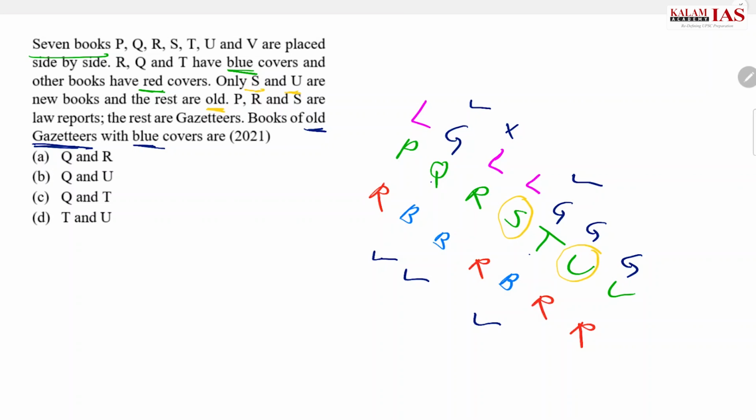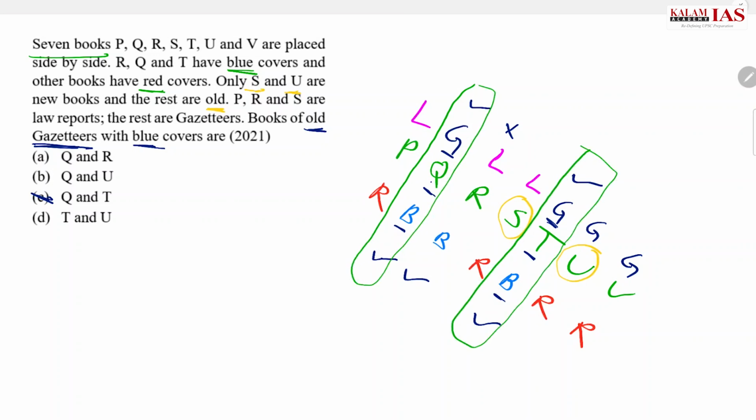Now we have seen the gazetteers. Now we have to see old. S and U are the new ones. Rest all the books are old. So both Q and T are old books. They have blue covers and they are gazetteers. So that means option C satisfies. Simply we have to mark these two because they are satisfying all the conditions.